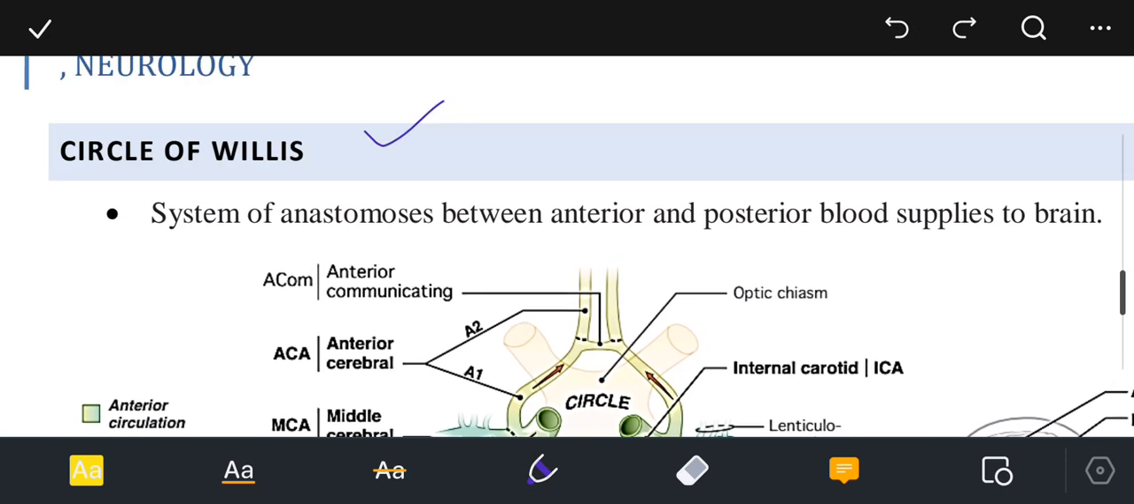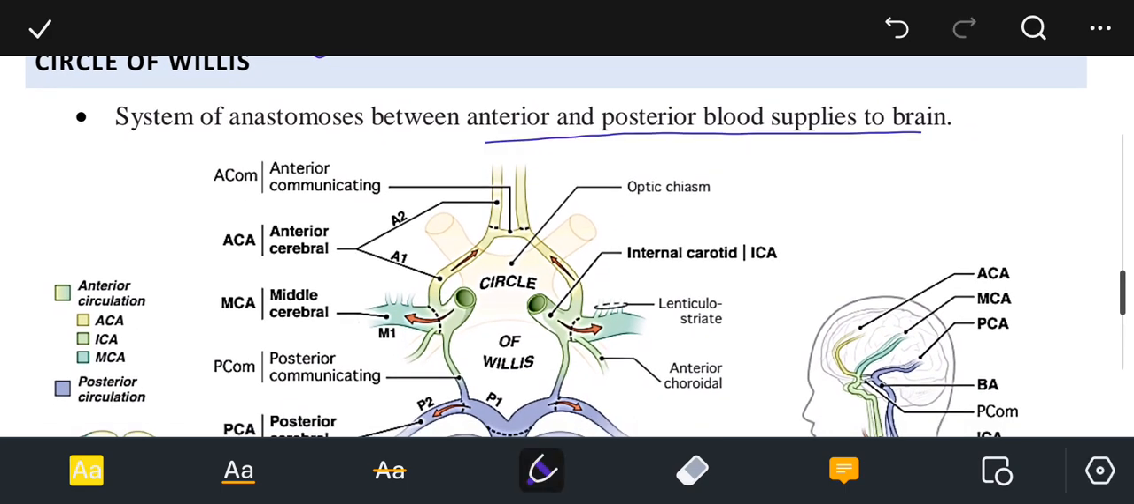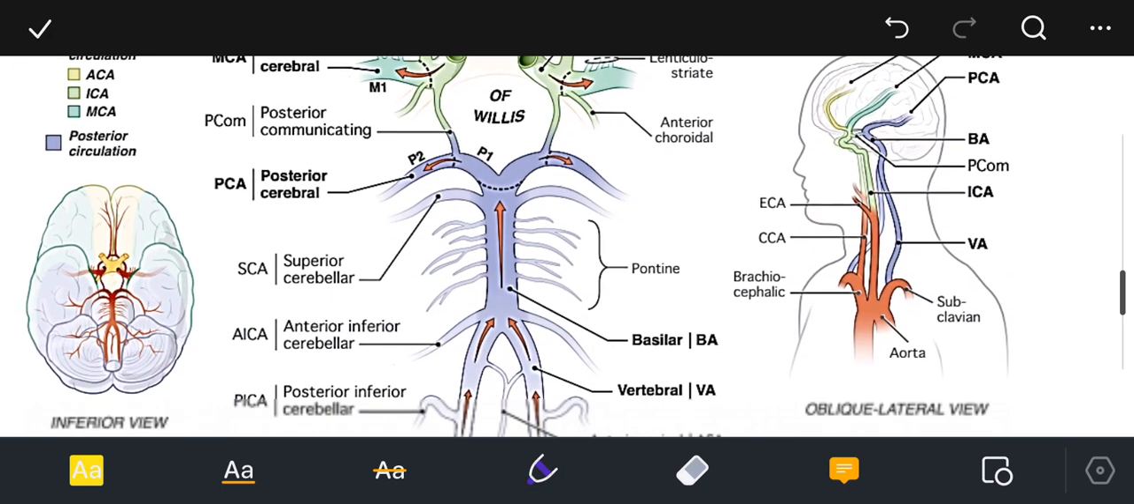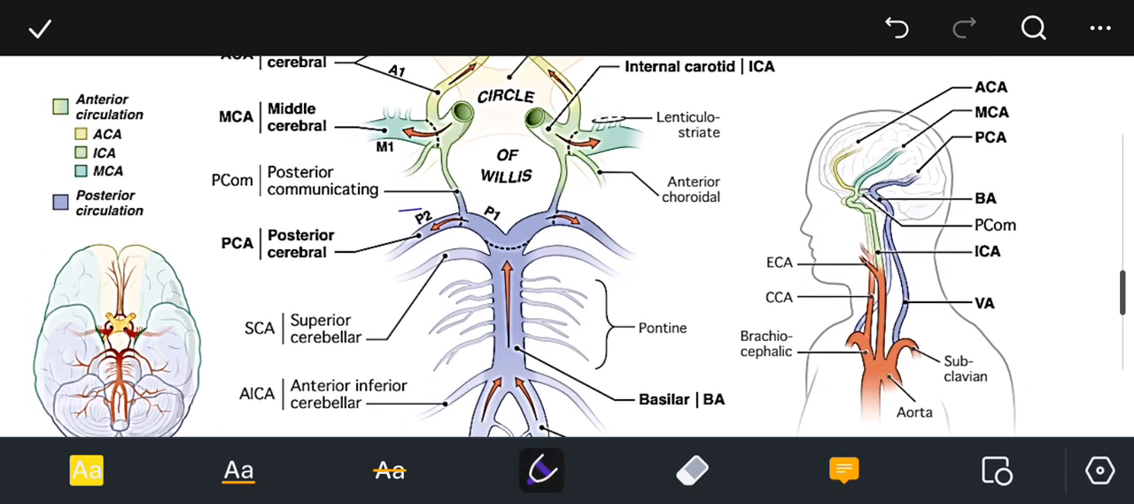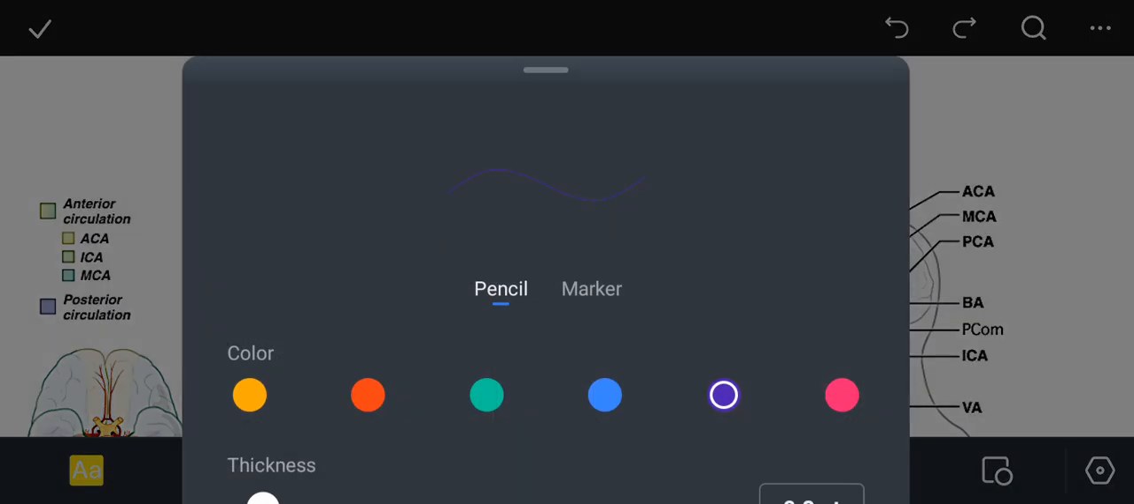Now let's talk about this. Systems of anastomosis between the anterior and posterior blood supplies of the brain. So as you can see, up till here is the posterior blood supply of the brain, and above that we have the anterior blood supply of the brain. So the anastomosis between these two creates a circle that is called the circle of Willis. Now let's talk about that.